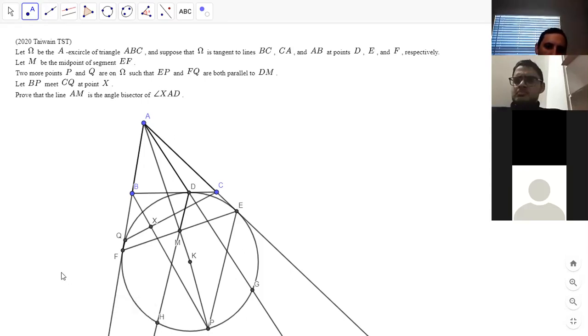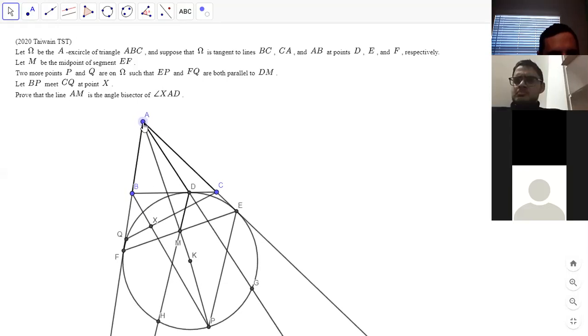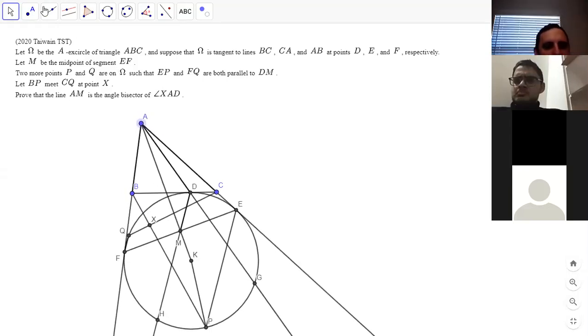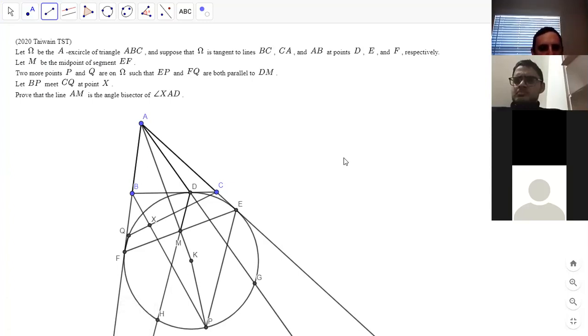Right. So GH is parallel to EF. It's kind of hard to see. It's enough to prove that A, X, H are collinear. Ah, so that's why you drew point H. That makes sense. So yeah, we have to use the parallelism. Maybe this is just some angle chase.